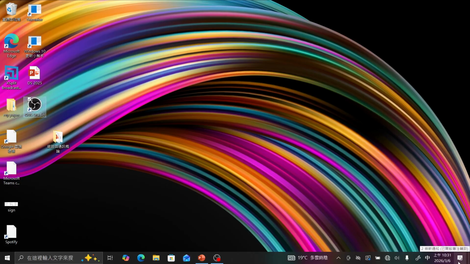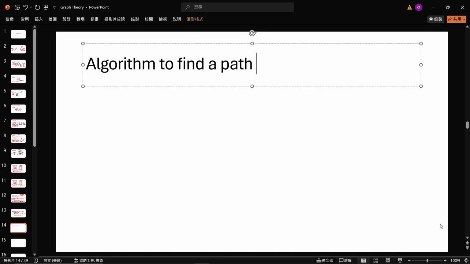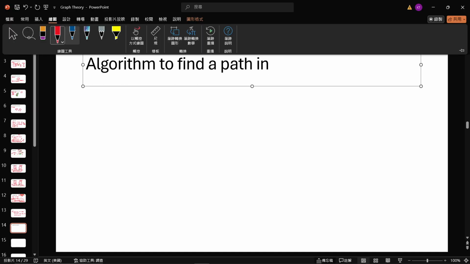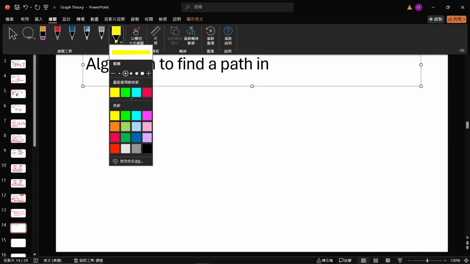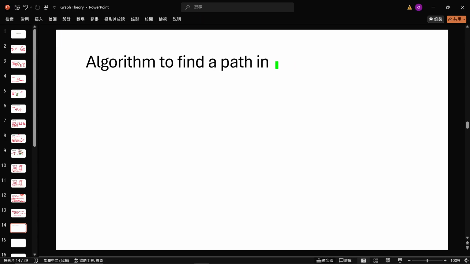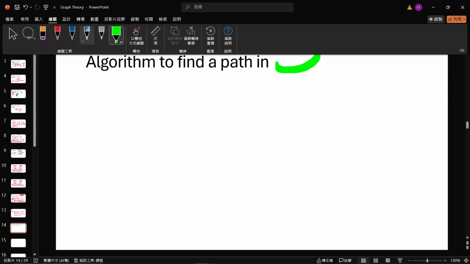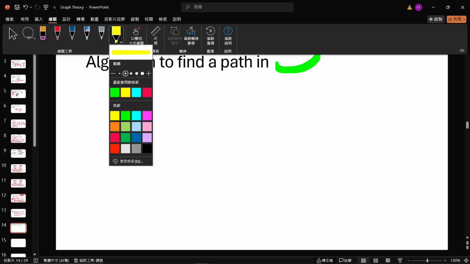I'll just write a path, we have a green one and a yellow one, okay?